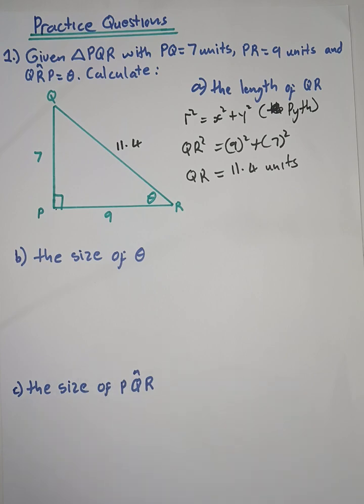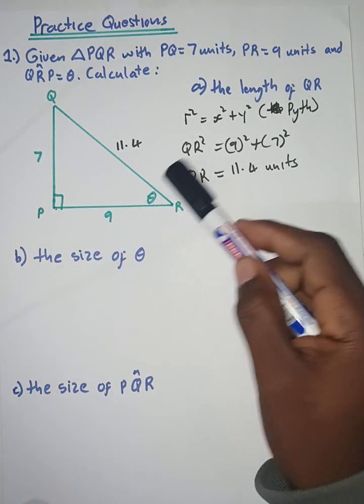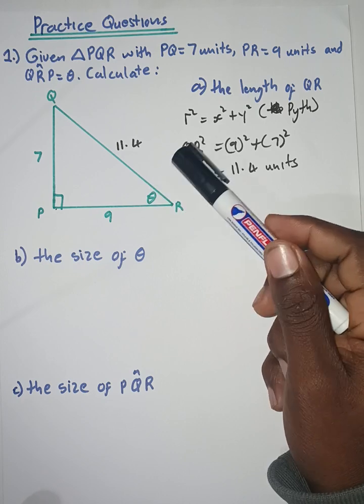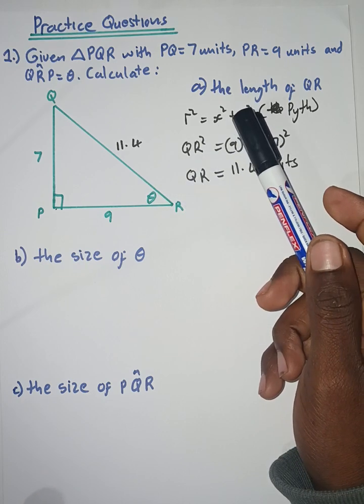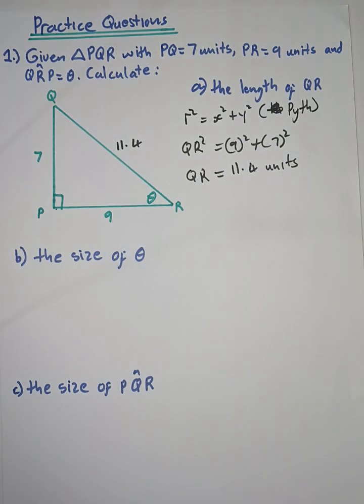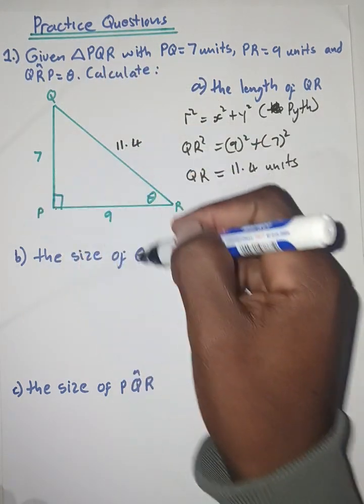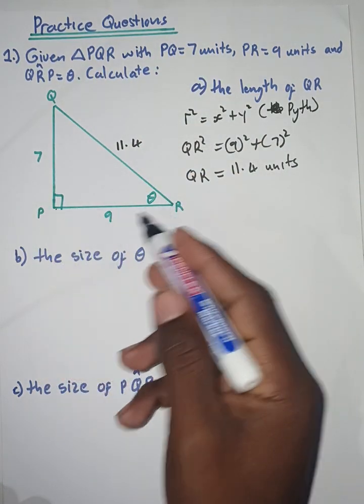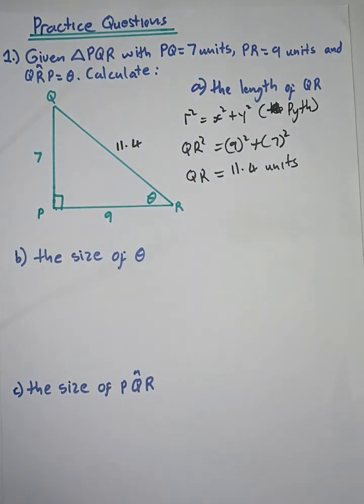Now they say calculate the size of theta. From this point you can use any of the 3 trig ratios. You can use sine, cos, or tan. But what I like to do is always try to avoid the side that I have just calculated, because if I make an error there, I would just continue with that same error. So I'm going to use the tan trig ratio, because it would contain the side that they initially gave me.